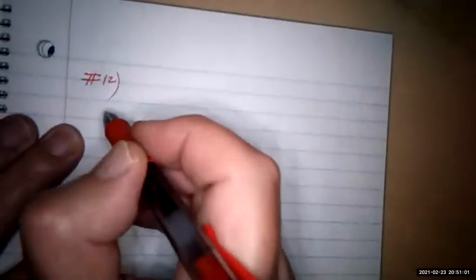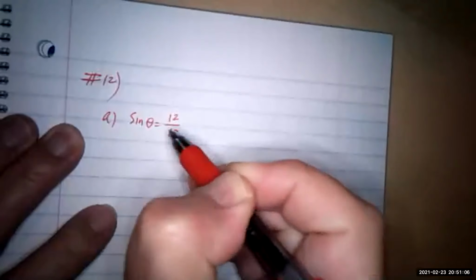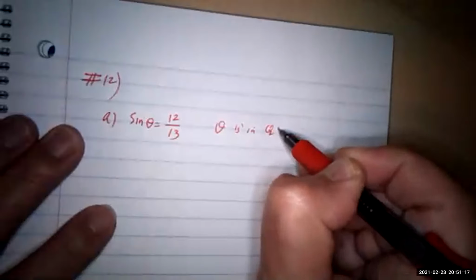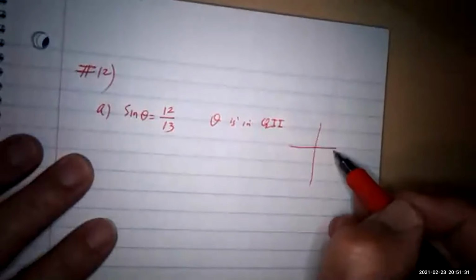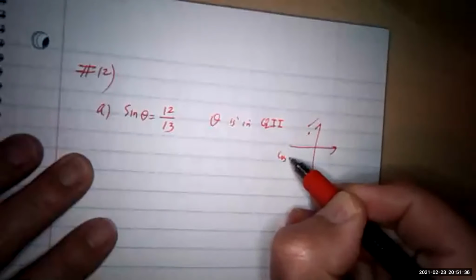This is number 12. Part 1, we have the sine of theta is 12 over 13. The information is that theta is in the second quadrant. Okay, that's easy. It is in quadrant 2. Remind yourself what happens in the second quadrant. Yes, you are in the second. Sine is positive, so you remember that the cosine is negative.